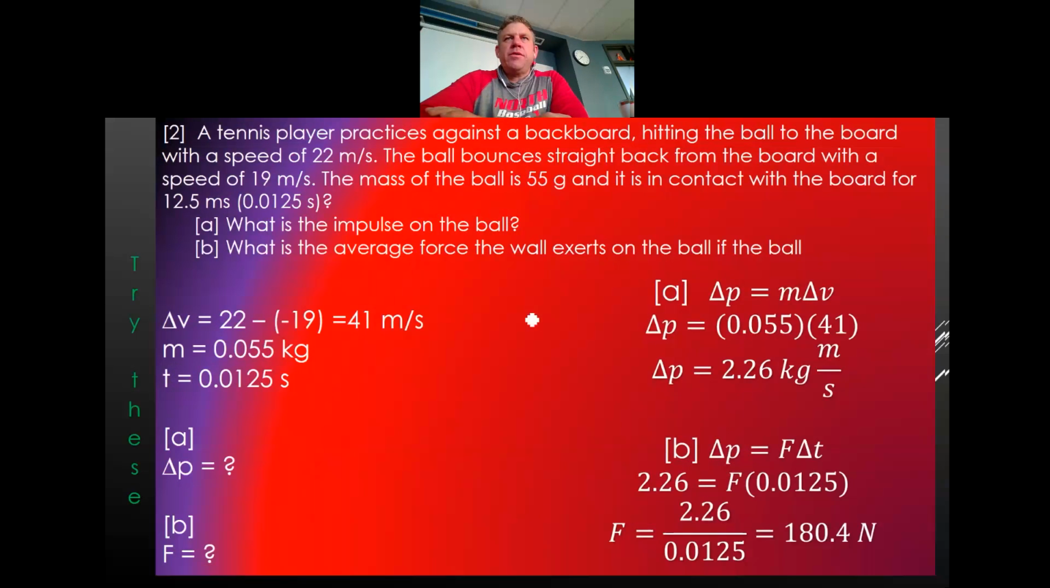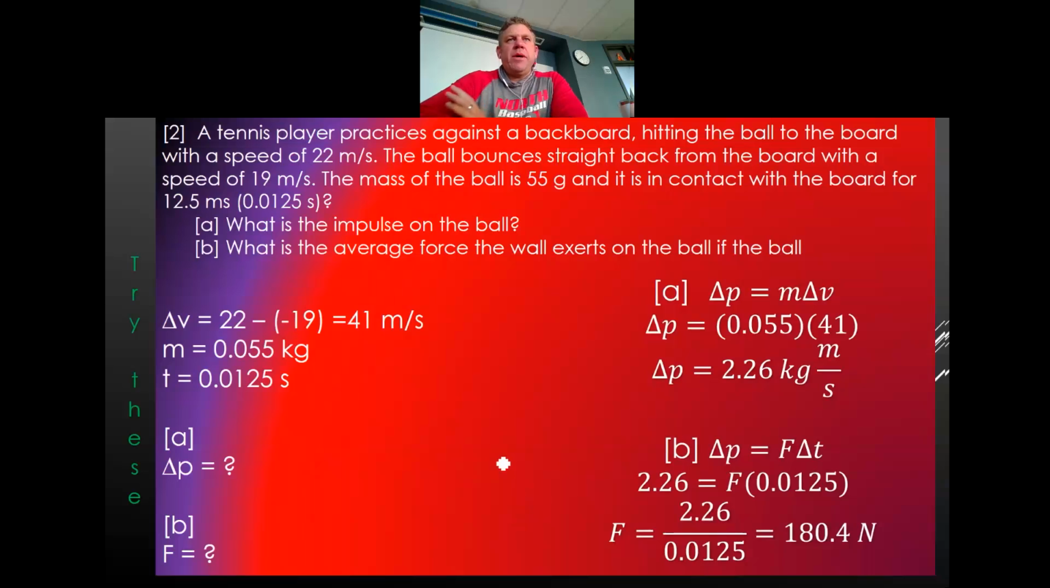All right, a tennis player practices their backswing by hitting the ball off a backboard, hitting the ball to the board with a speed of 22. It bounces straight back off the board with a speed of 19. The mass of the ball is 55, and it is in contact with the board for 12.5 milliseconds, or 0.0125 seconds. What is the impulse on the ball?